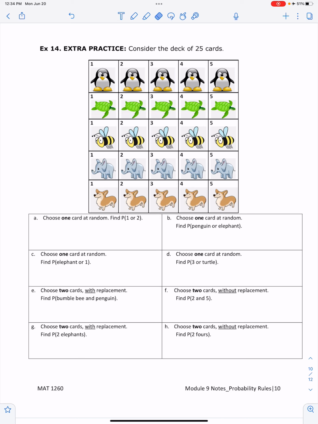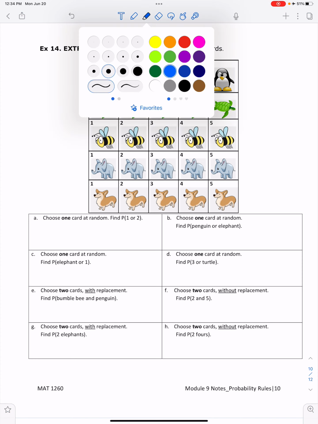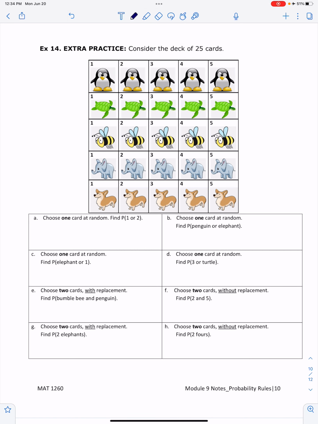Here are the Module 9 notes, probability rules. This is page 10. Extra practice, just so you see all of these probabilities working together and have a handle on how to separate what you're looking for and which formula you need.